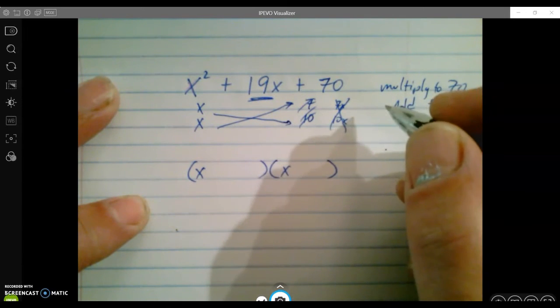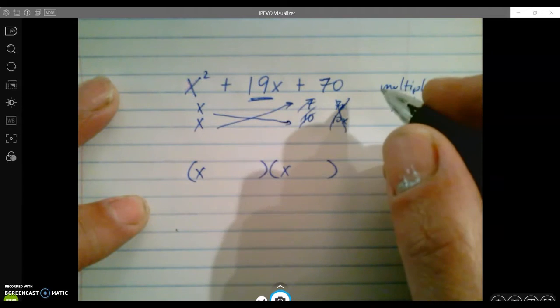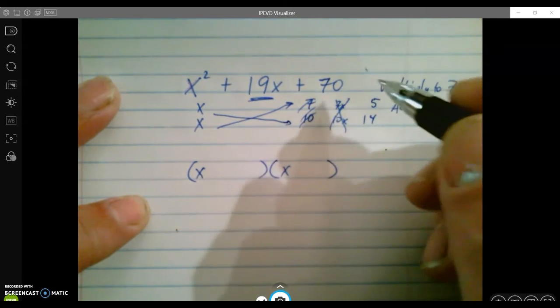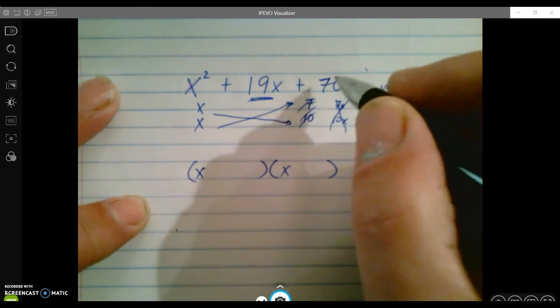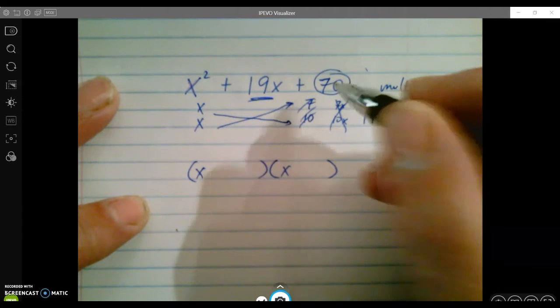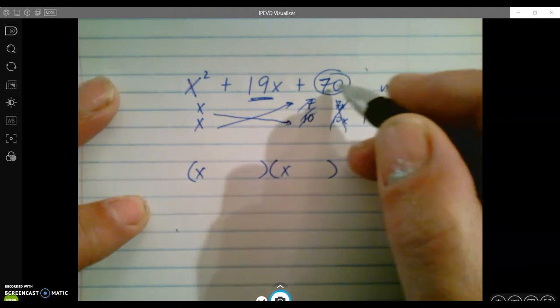You check on your calculator though, and you should have 5 times 14. How did I know that? Well, I checked it on the calculator earlier. What it is, 70 can only divide by 10. It can divide by 5. It can divide by 7. There's not too many factors of 70.